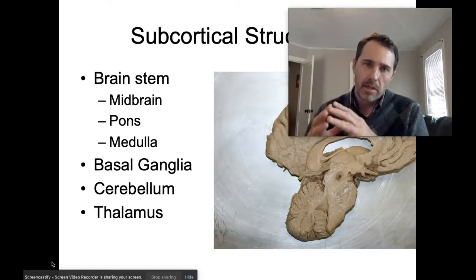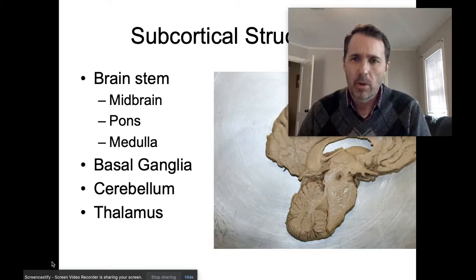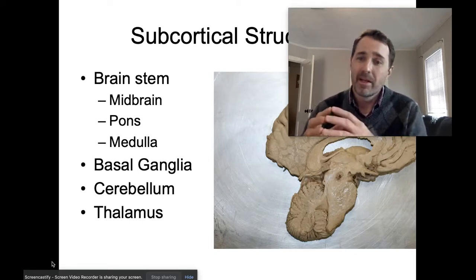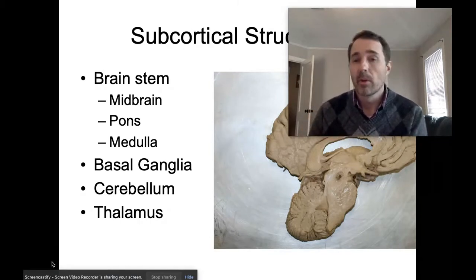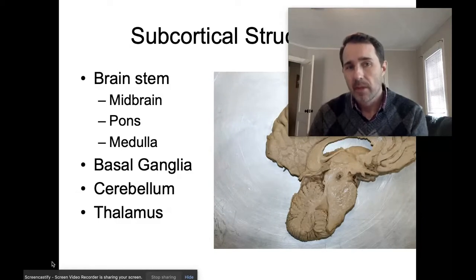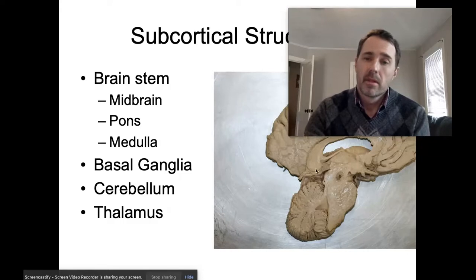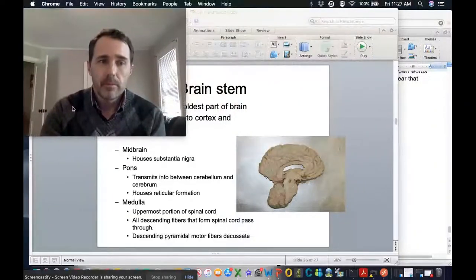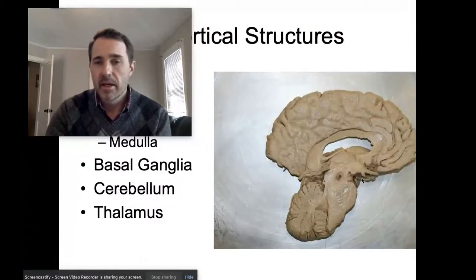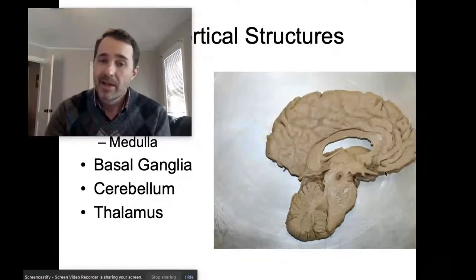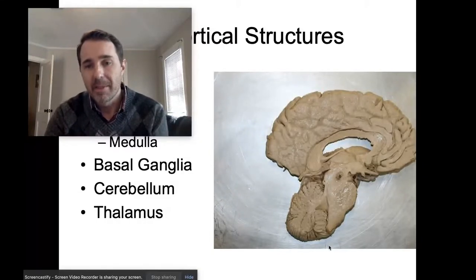All right, so let's talk about some subcortical structures. When we say subcortical, we mean those structures deeper within the brain, beneath the cortex. And let's go way beneath the cortex to the brainstem. The brainstem is that piece of tissue that connects your brain up top with your spinal cord down below.